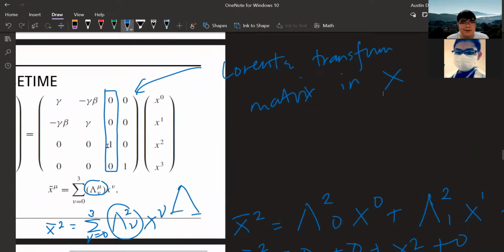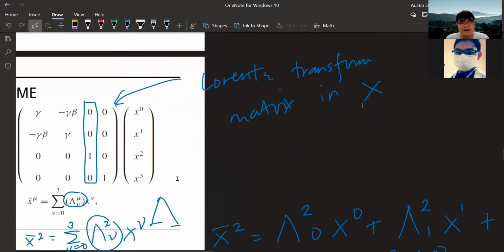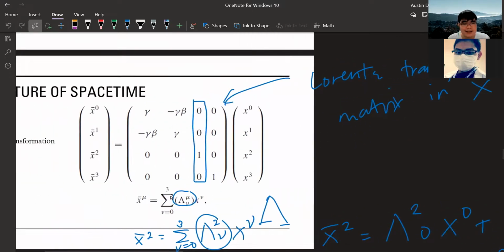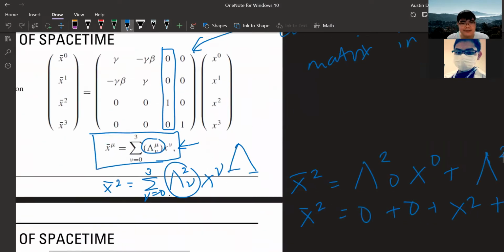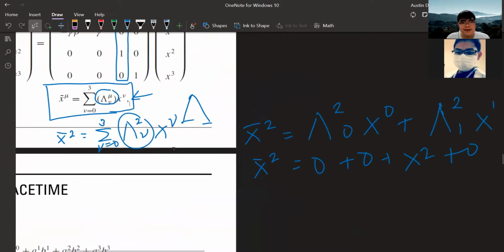Okay? So pwede magbago-bago yung matrix na yan. Kaya siya sinulat ng ganito. Okay? Para kahit magbago yung matrix na yan, you could write it simply as this guy. Okay?